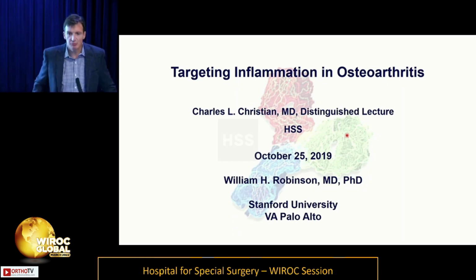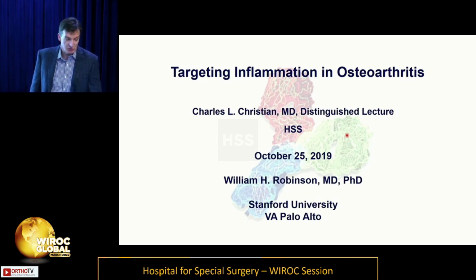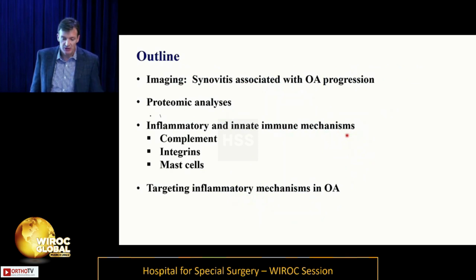So today I'm going to tell you about our work defining innate immune inflammatory pathways and their role in contributing to the progression of osteoarthritis. I'll start by reviewing some of the imaging results that show that synovitis is a predictor both of pain as well as progression of disease. I'll then describe our proteomic analysis, identifying different inflammatory mediators, from which we identify potential pathways and use knockout mice to address which pathways may actually contribute to pathogenesis.